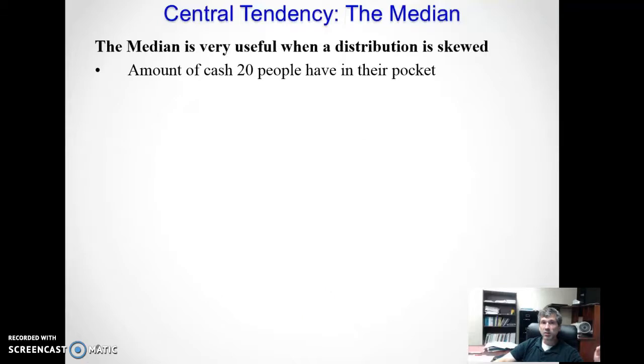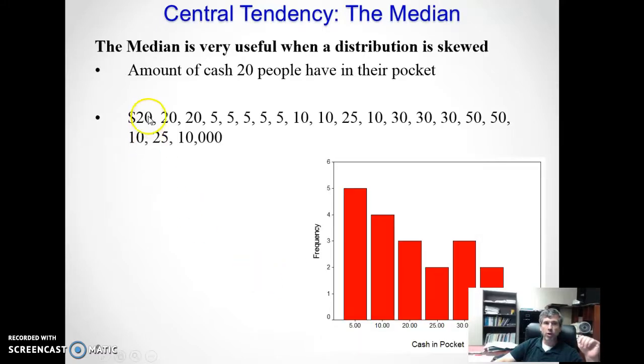So the median is very useful when a distribution is skewed or when we have what we call outliers. People are really far away from average. Those things will deviate the average score, the mean, but they won't affect the median nearly as much. Let's look at how this works. Let's say that we go around your campus or your hometown and you ask 20 people, you stop at random, how much cash do they have in their pocket? Most people give us pretty normal scores here, $20, $5, $30, $50. But one person not only has $10,000 cash money in their pocket, they're willing to tell a total stranger about that. Seems like not the smartest move.